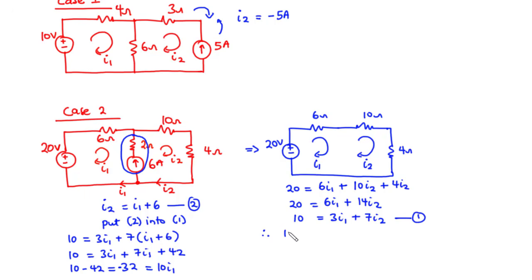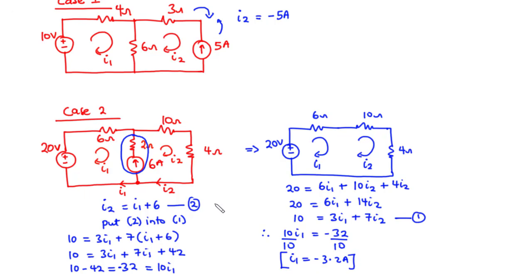Therefore, we have 10 I1 equals negative 32. We divide through by 10, and then we have I1 equals negative 3.2 amperes. So this is the value of I1.